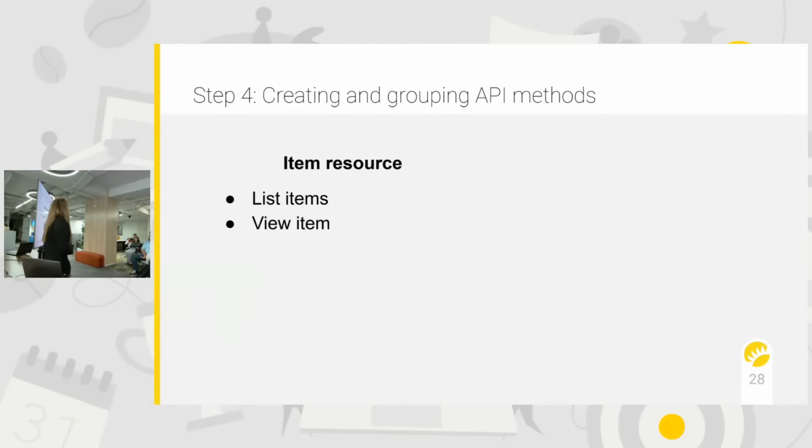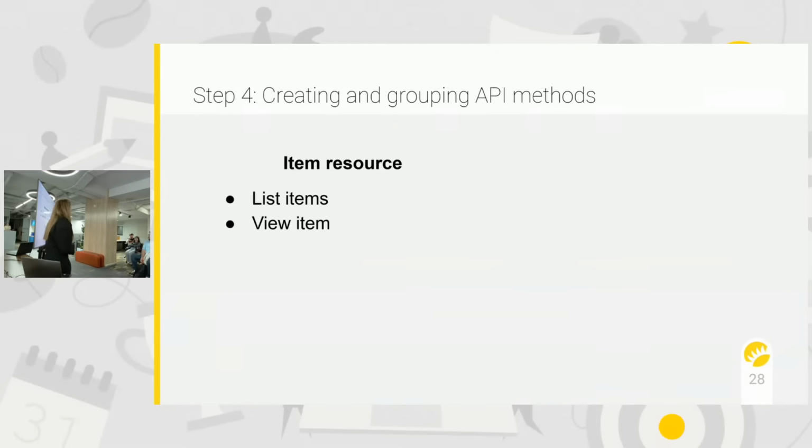Now that we have item resource and we learned HTTP methods, we can put things in their places. So we have item resources, cart resources, and order resources. For item, what functions can we do? We can list items. By items, I mean books. And we can view some book details.